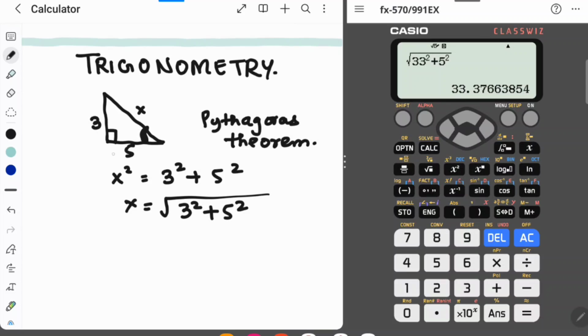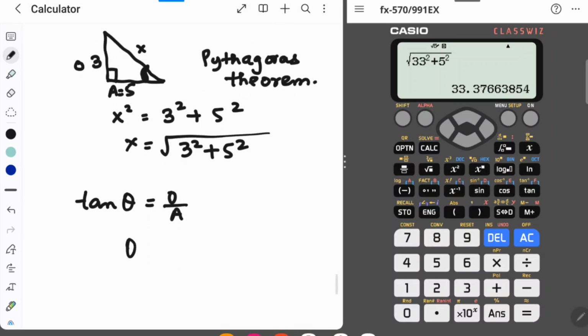For example, in the same question, this angle is required. So obviously this is your adjacent side and it is your opposite side, so tan is applicable. So tan theta is equals to TOA, okay, O over A. So O over A means 3 over 5. So theta is equals to tan inverse 3 over 5.